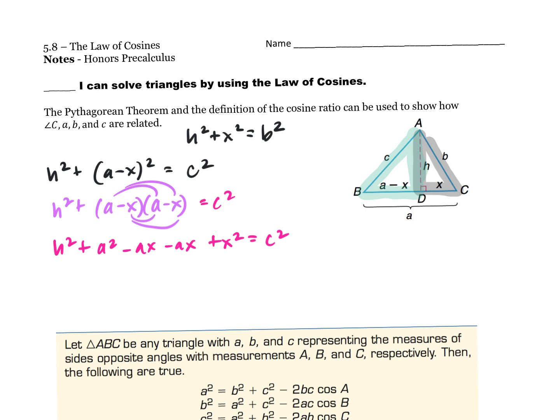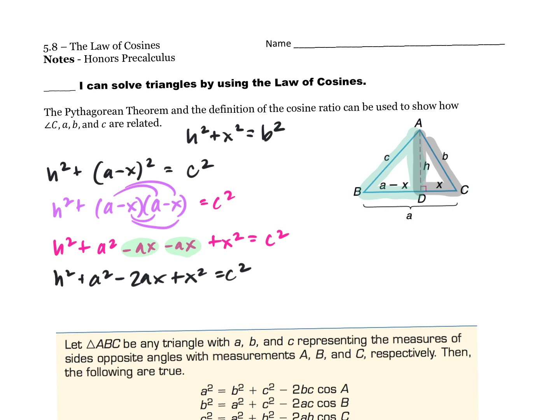What is minus 1ax minus 1ax? Yeah, minus 2ax. So I've got that minus 2ax plus an x squared. Oh, this looks nasty, right? Yeah. But you guys, check this out.